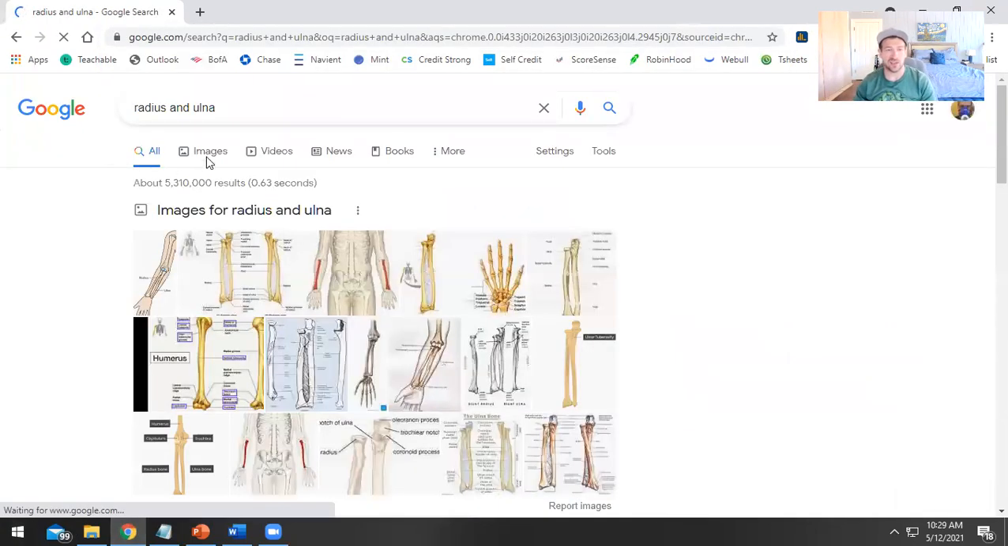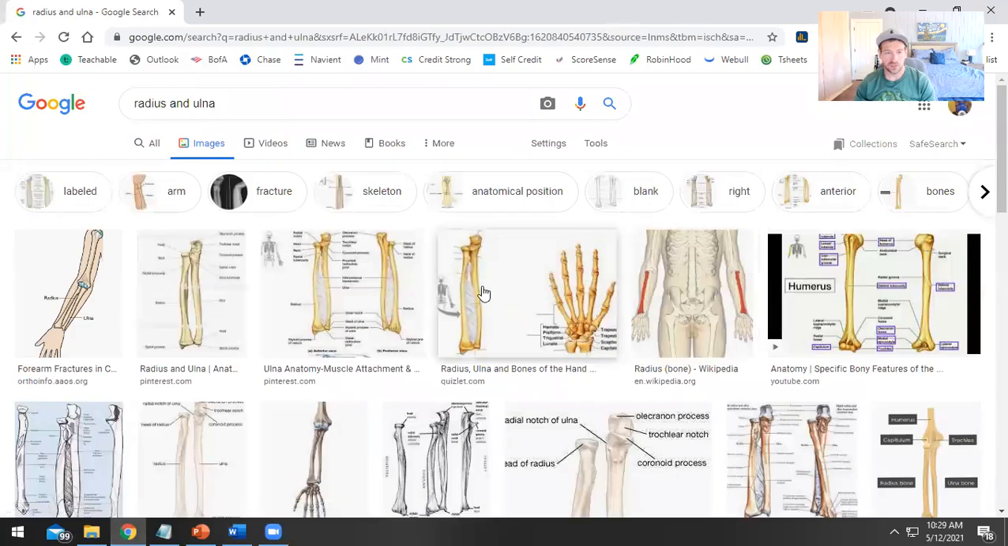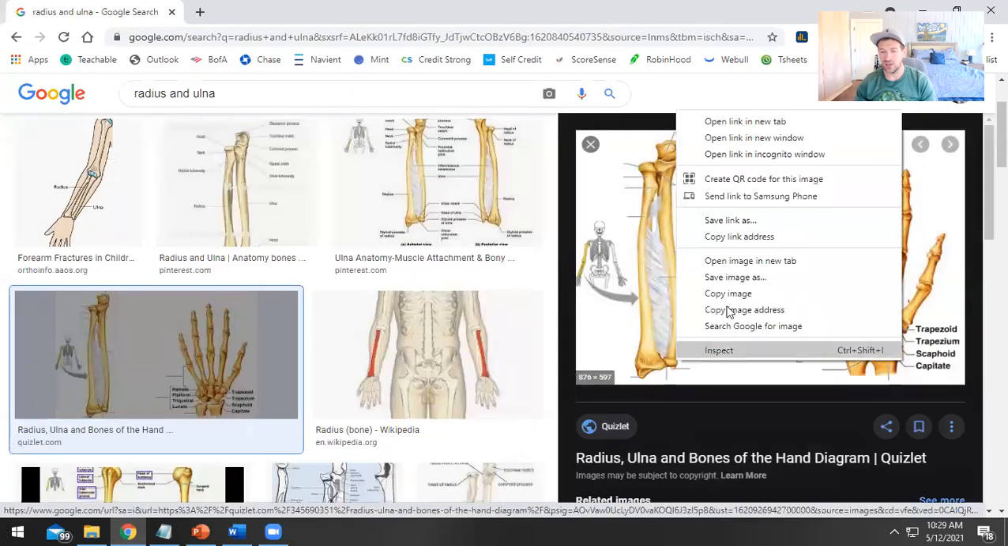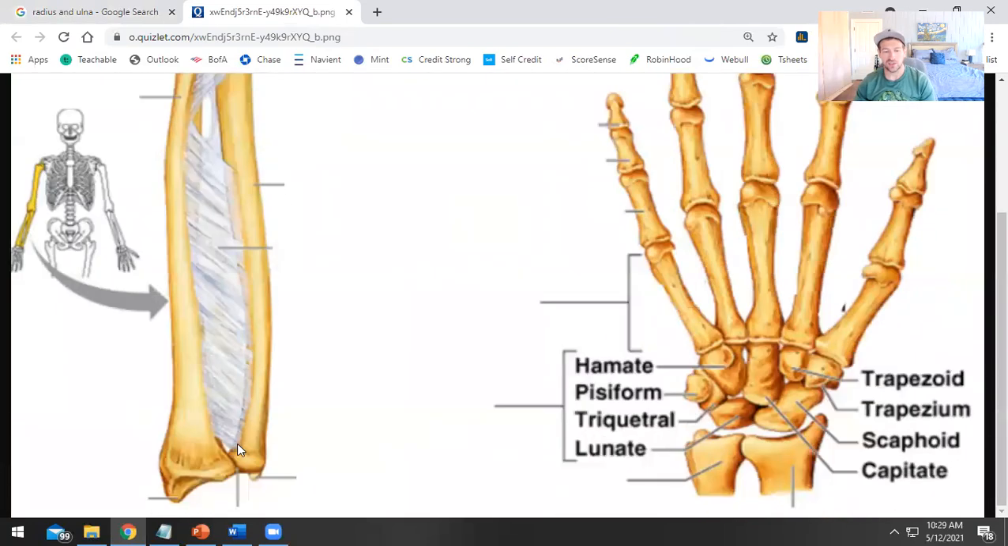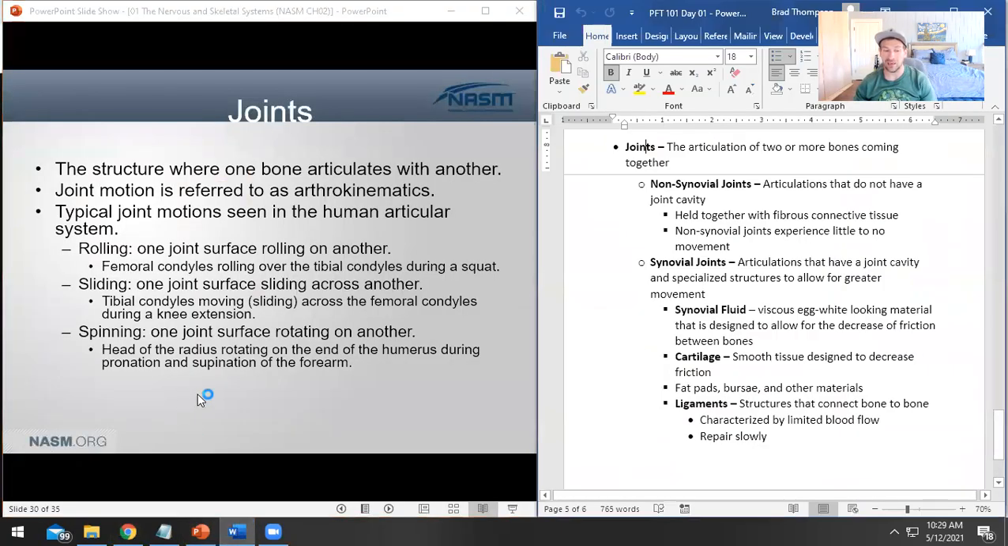So you might have, in your radius and your ulna, for instance, when you look at them, you'll notice they have 2 circular shapes. There's a circular shape up here, and there's a circular shape down here, and they are able to pivot along one another. So one houses the other, and it spins like that. That's a spinning joint action. So the head of your radius rotating on the humerus during pronation and supination, right? When I pronate and supinate like this, that is very much a spinning action.